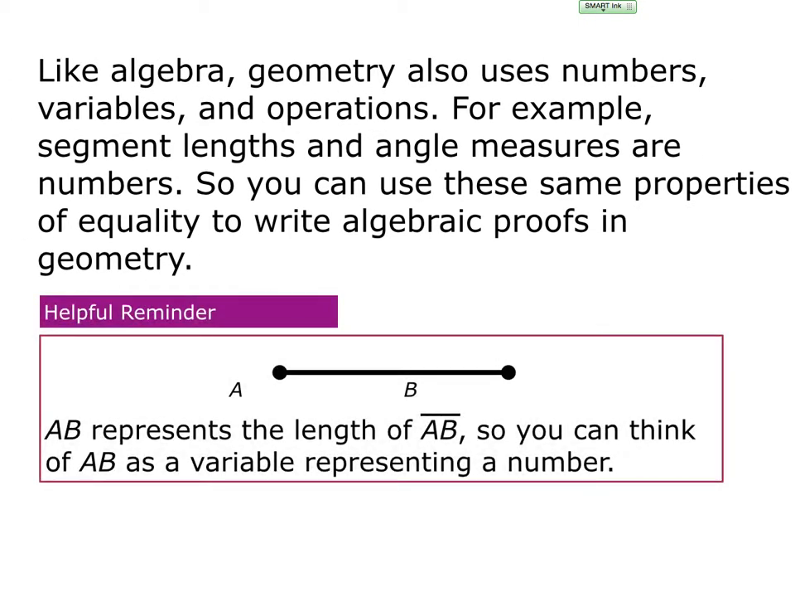Okay, now we're gonna start with a geometry idea. Like algebra, geometry also uses numbers, variables, and operations. For example, segment lengths and angle measures are actually numbers. You can use these same properties of equality to write algebraic proofs in geometry. So on these, I think I have maybe 2 examples. We're going to start with a geometry idea and then convert it into the algebra equations.